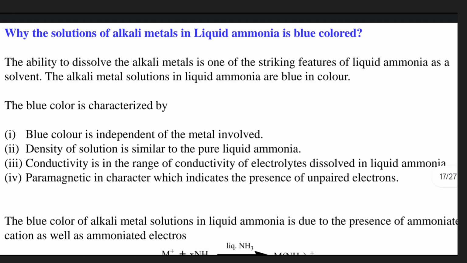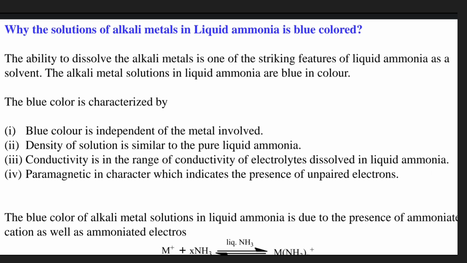Why are solutions of alkali metals in liquid ammonia blue colored? The ability to dissolve the alkali metals is one of the striking features of liquid ammonia as a solvent. The alkali metal solutions in liquid ammonia are blue in color. The blue color is characterized by: first, the blue color is independent of the metal involved. Second, the density of the solution is similar to that of pure liquid ammonia. Third, the conductivity is in the range of the conductivity of electrolytes dissolved in liquid ammonia. Fourth, it is paramagnetic in character, which indicates the presence of unpaired electrons.